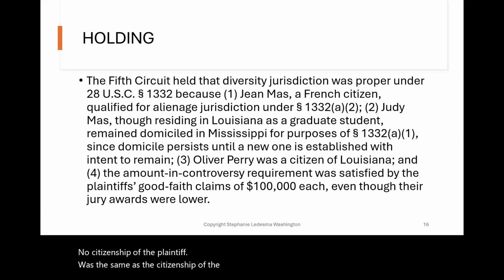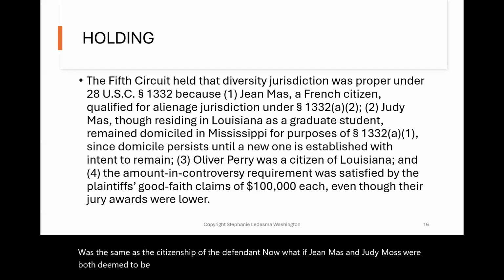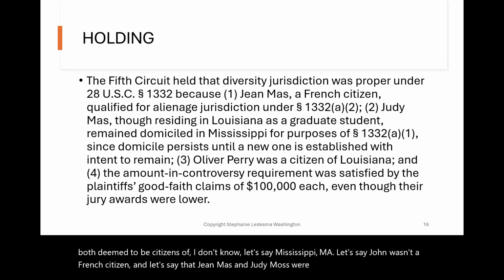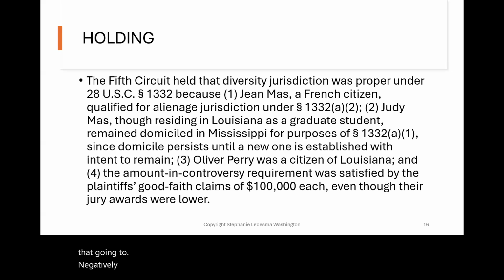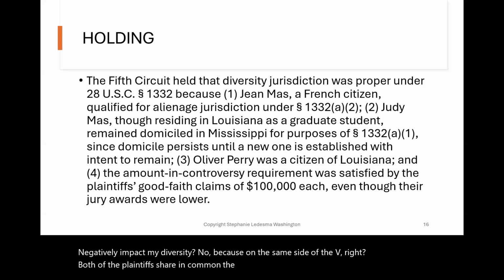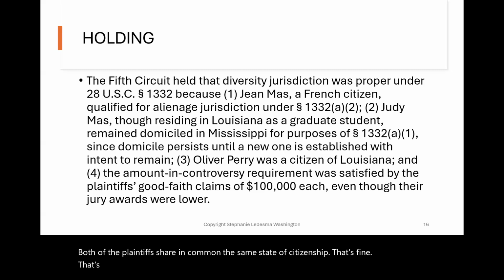Now, what if Jean Masse and Judy Masse were both deemed to be citizens of, I don't know, let's say Mississippi? Let's say Jean wasn't a French citizen, and let's say that Jean Masse and Judy Masse were both citizens of Mississippi. Is that going to negatively impact my diversity? No. Because on the same side of the V, both of the plaintiffs share in common the same state of citizenship. That's fine. It just can't be shared across the V.